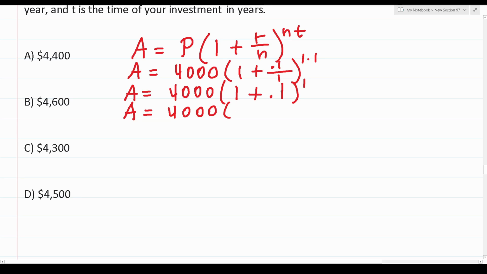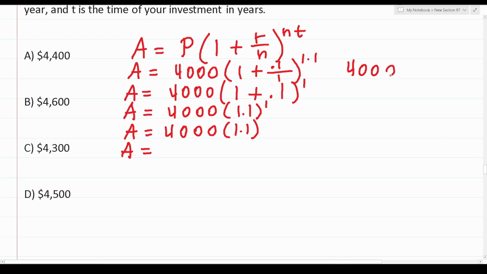This becomes 4,000. 1 plus 0.1 is 1.1. Again, that's raised to the first power. So that's just going to be 1.1. So this becomes 4,000 times 1.1. And once we work that out, we'll go ahead and know what our answer is. Again, anything raised to the first power is just itself. So all we have to do is 4,000 times 1.1.